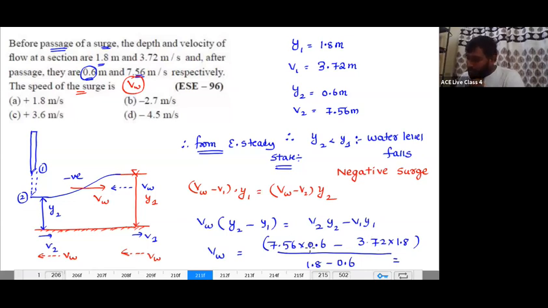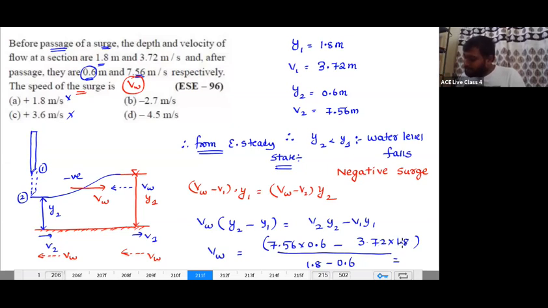Why, sir? Because this is 0.6, and this is going to be 3.72 into 1.8. 1.8 is nothing but 0.6 into 3. Yes or no? So this value is going to be negative. I can obviously eliminate these two. Now, if I want to solve this one, 7.56 minus 0.6 minus 3.72 into 1.8.